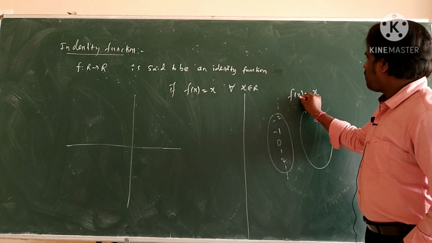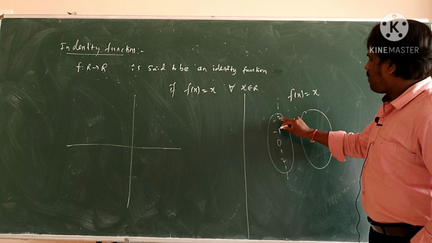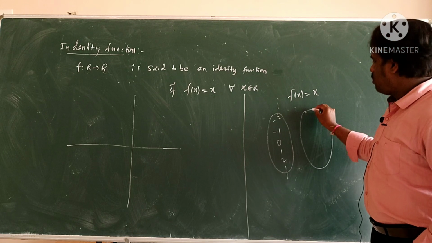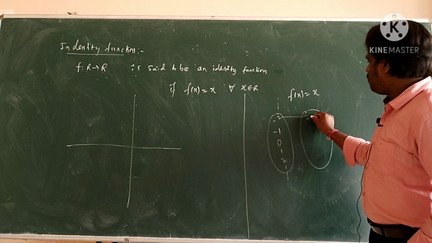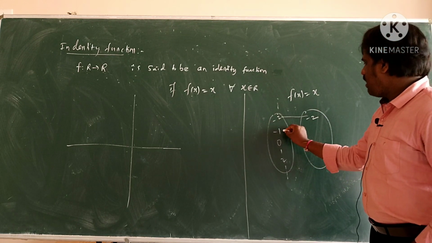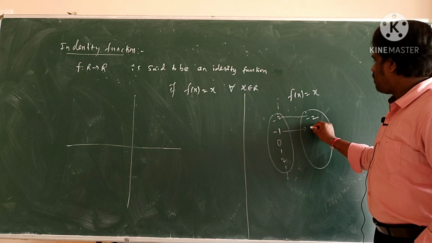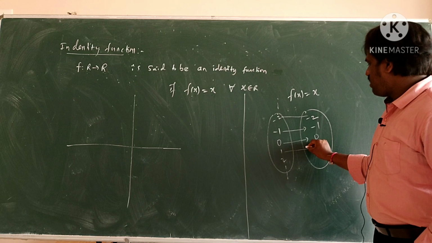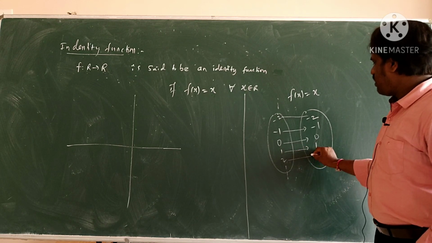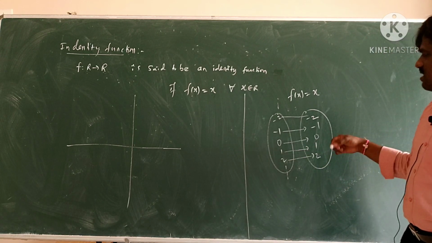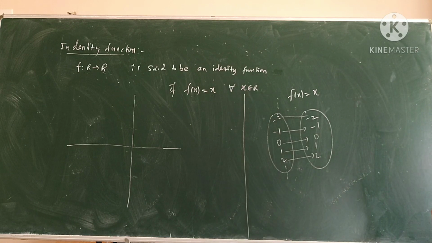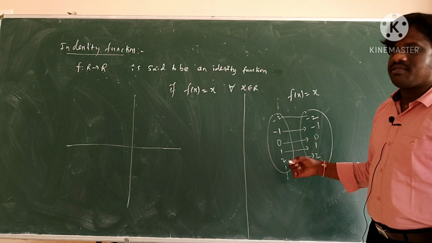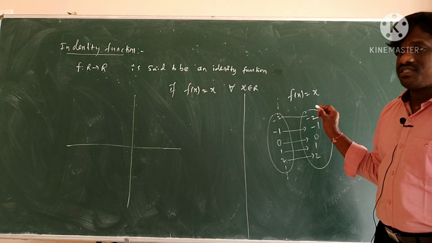What will be the image of minus 2 if I put it in this? Minus 2, if I keep it, will be reflected as the same. So minus 2 will get how much? Minus 2. Minus 1 will get minus 1. 0 will get 0. 1 will get 1. 2 will get 2. Means you get itself as the image. So every element has itself as its image, and that is called the identity function.